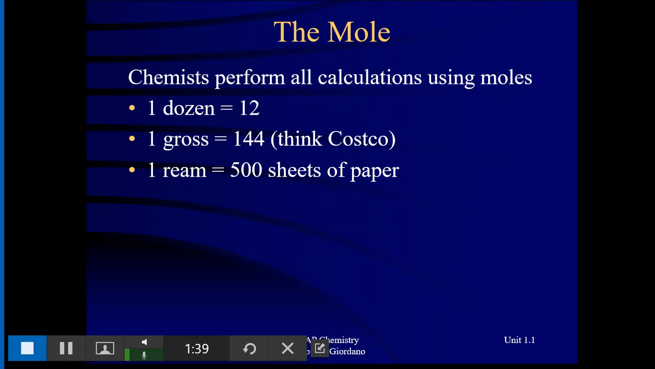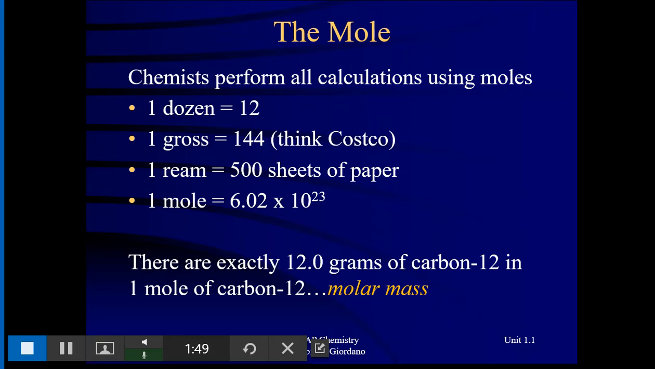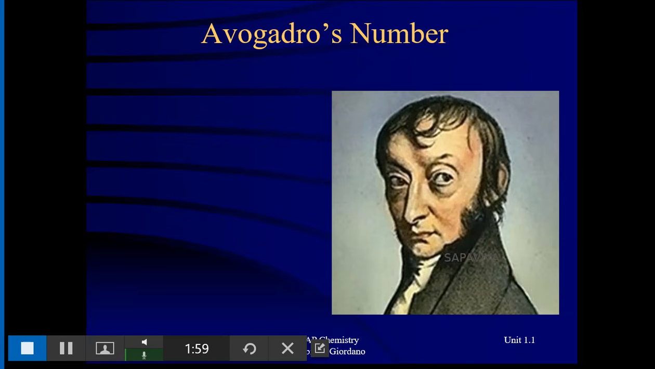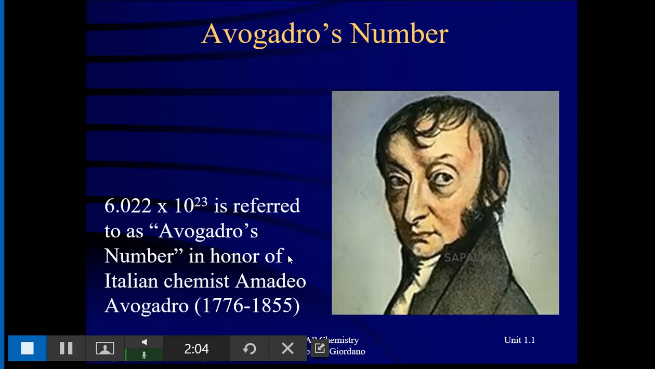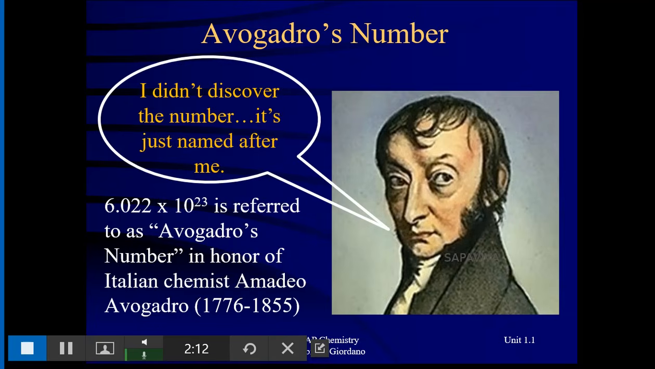So how many things are in a mole? 6.02 times 10 to the 23rd. Okay, that's the number of things in a mole. And we're going to relate this to the term molar mass. And this handsome gentleman in front of you, that is Amedeo Avogadro, okay? And that number, 6.02 times 10 to the 23, is sometimes referred to as Avogadro's number. He didn't discover it, but they named it after him.